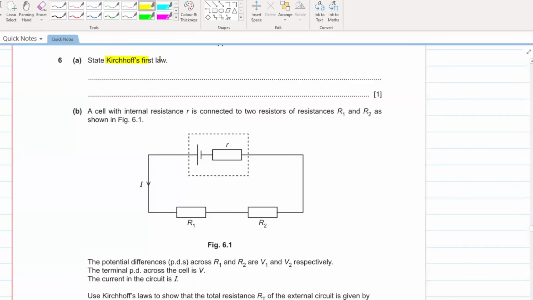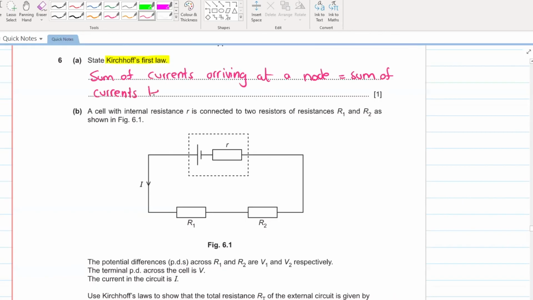Okay, define Kirchhoff's first law. What is Kirchhoff's first law? Kirchhoff's first law basically states that the sum of currents arriving at a node is equal to the sum of currents leaving the node.